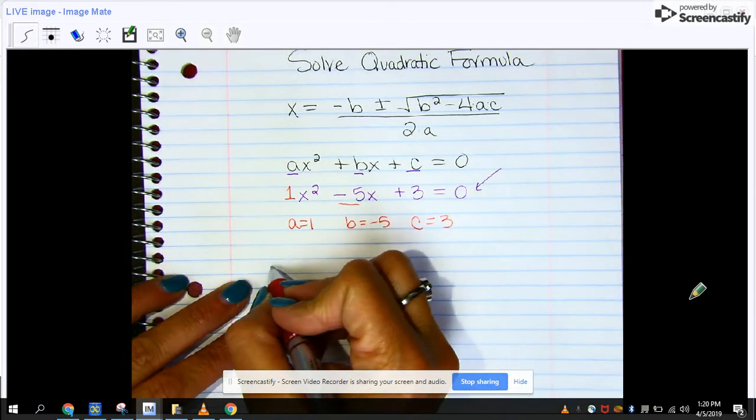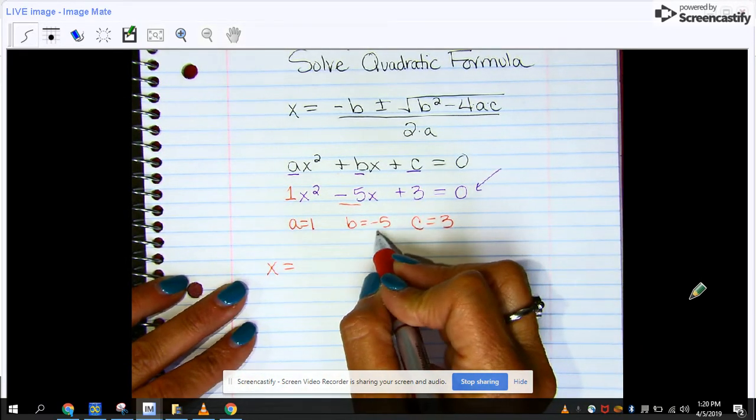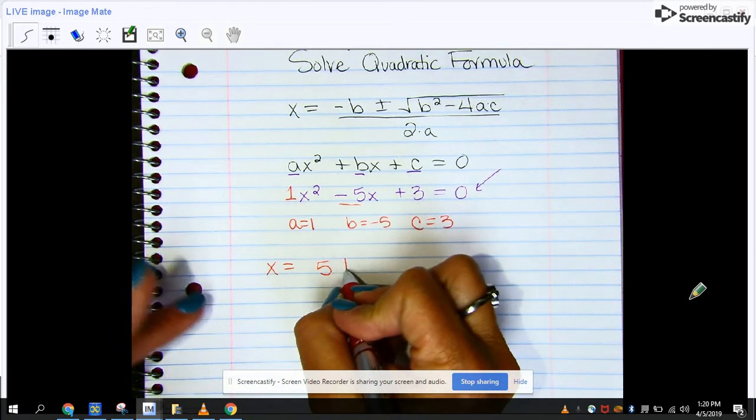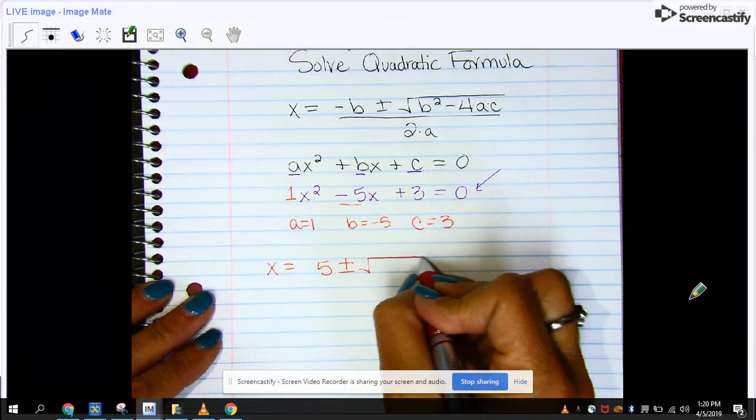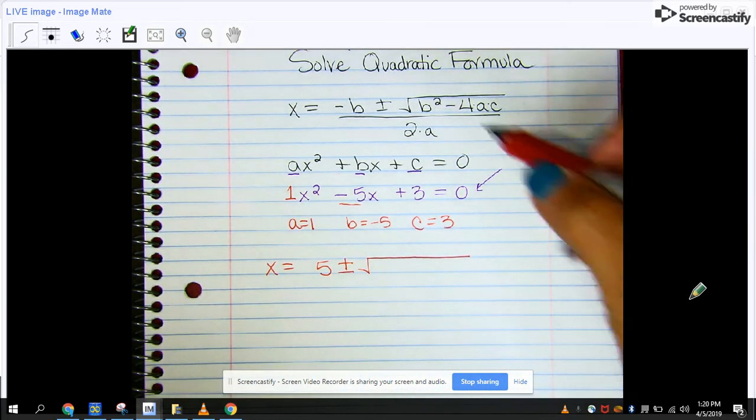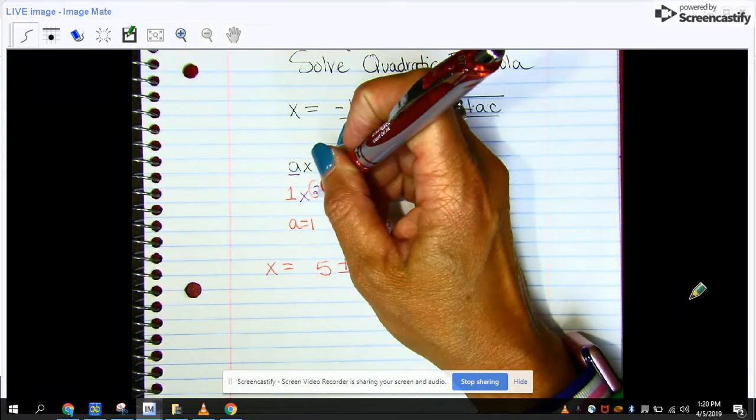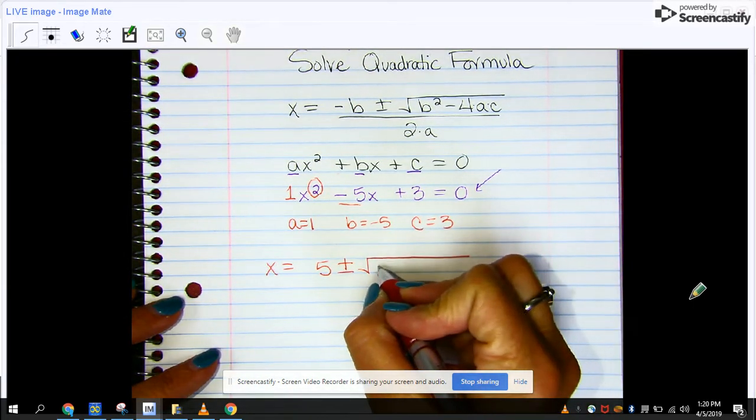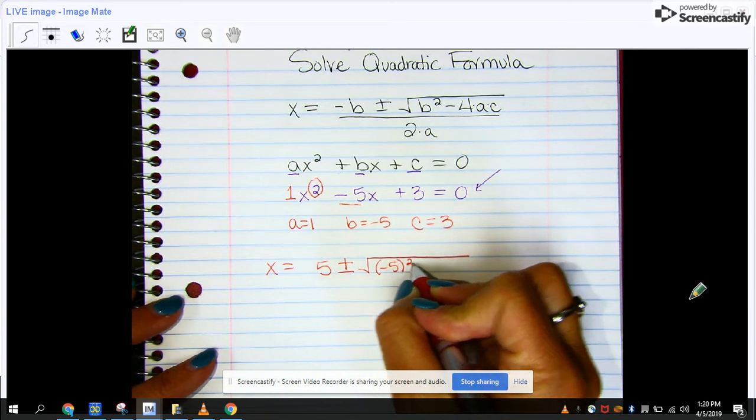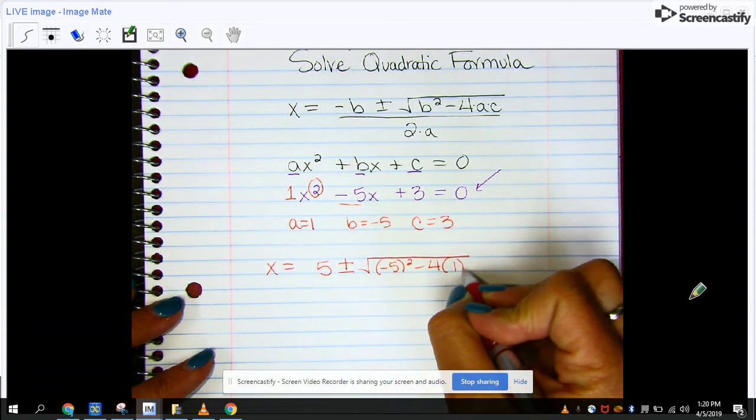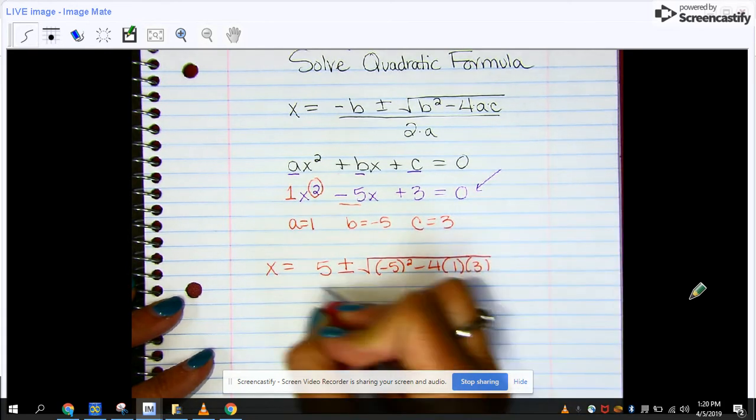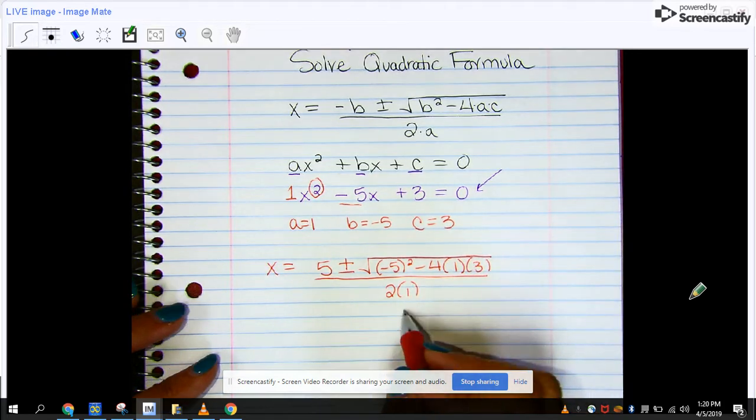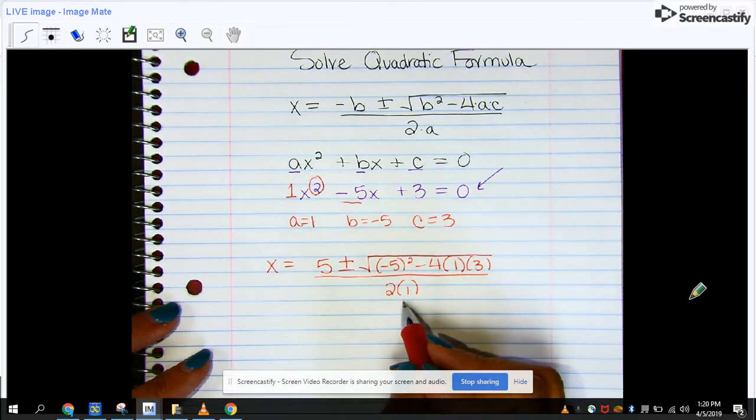All we have to do is plug it into the formula. The opposite of b, so b is negative 5, so the opposite of negative is positive, plus or minus. Now we talked about you have to have two answers because it's squared. So the plus or minus is what's giving you your two answers. B squared, b is negative 5 squared, minus 4 times 1 times 3. And this whole thing is over 2 times a, which is 1. Don't forget about the bottom part. A lot of kids forget the bottom.